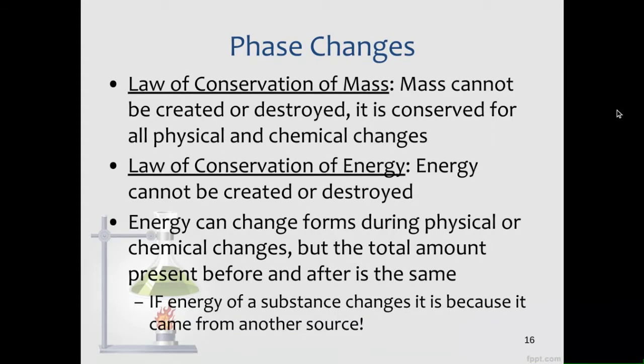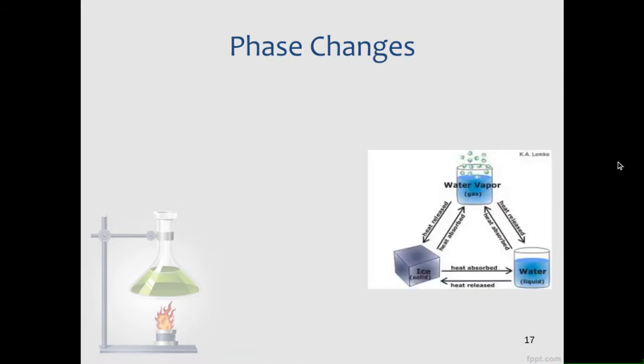The law of conservation of mass just tells us that mass cannot be created or destroyed. It's conserved for all physical and chemical changes. The law of conservation of energy tells us that energy cannot be created or destroyed. Energy can change forms during physical or chemical changes, but the total amount present before and after is the same. So what you start with is what you end with. If the energy of a substance changes, it is because it came from another source.